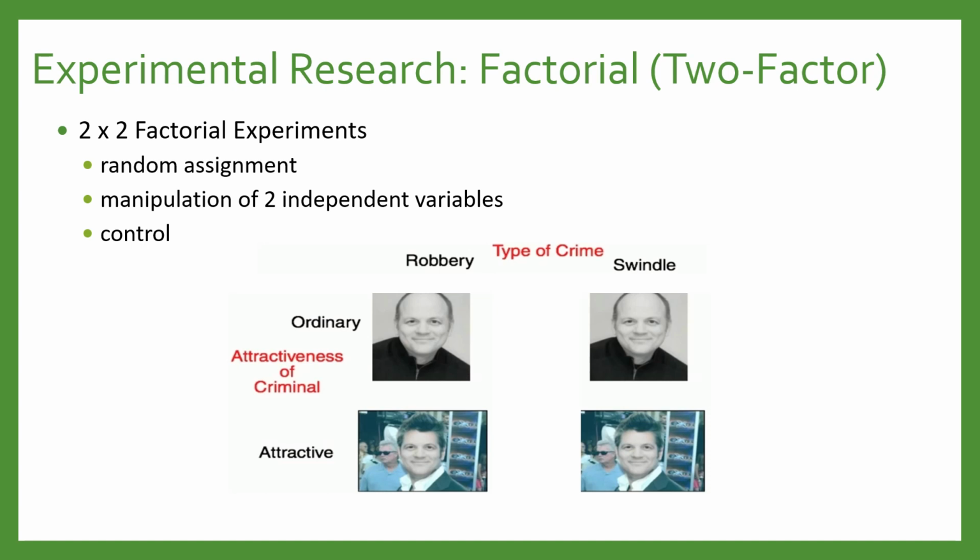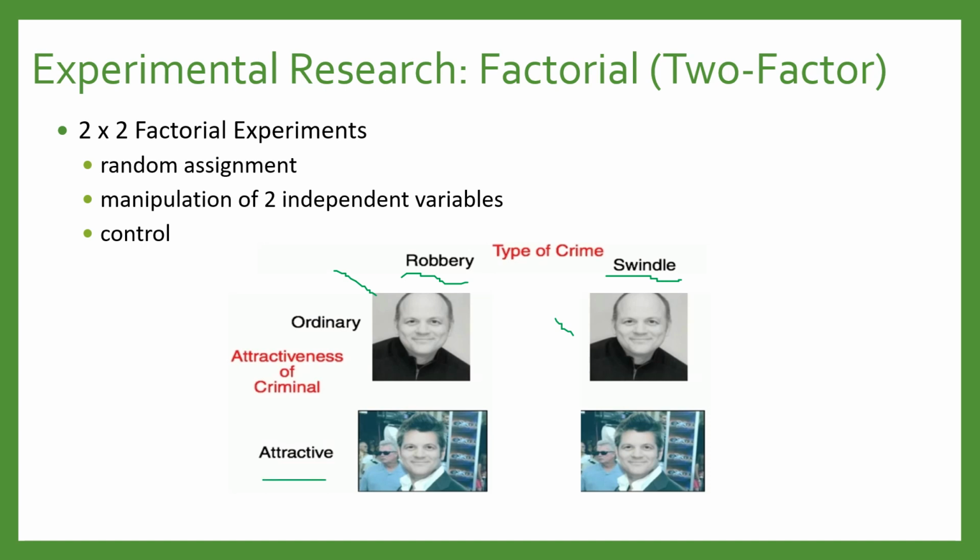So in one condition, you're going to have this picture, the ordinary fella, and when it talks about the crime, they're going to call it a robbery. In the second condition, you look at a picture of the same person, but this time, the crime is listed as a swindle, not a robbery. But everything else is the same in the description. In the third condition, now you get an attractive version of this guy.